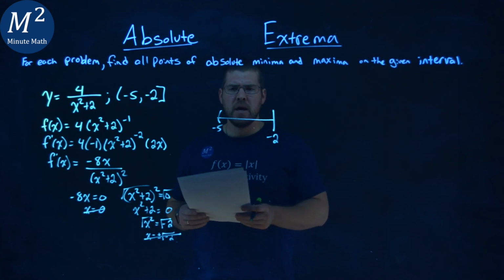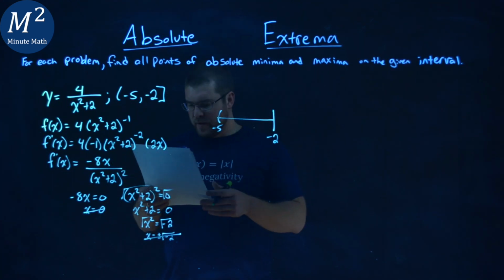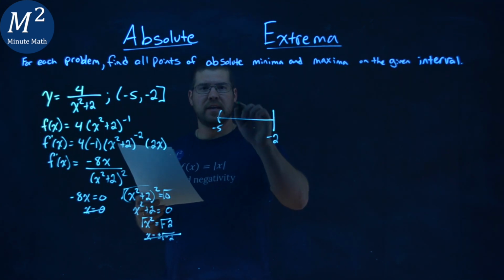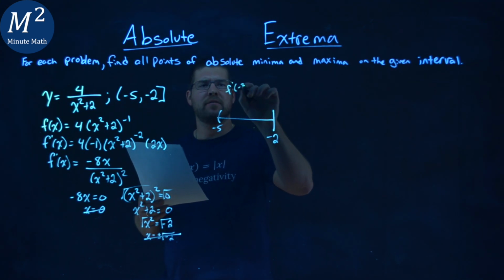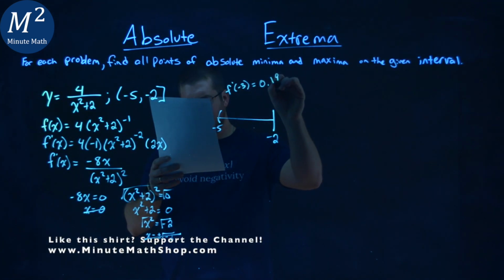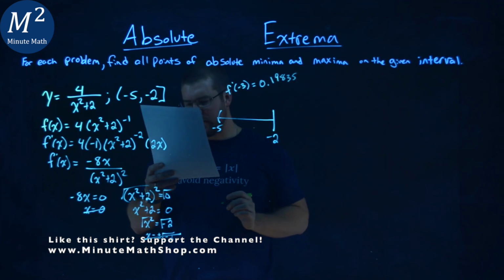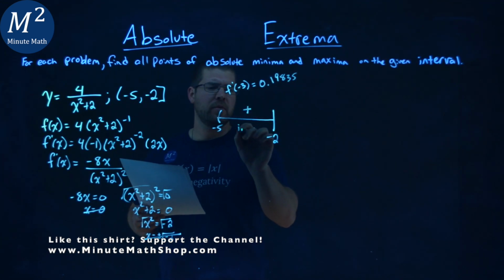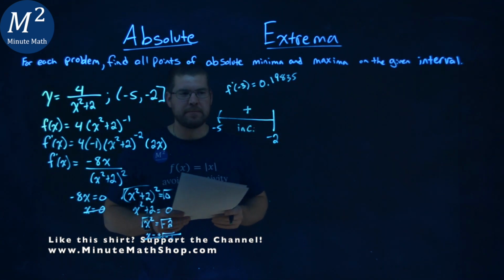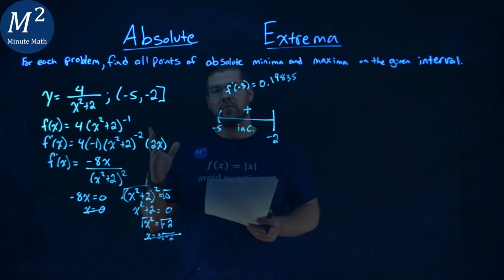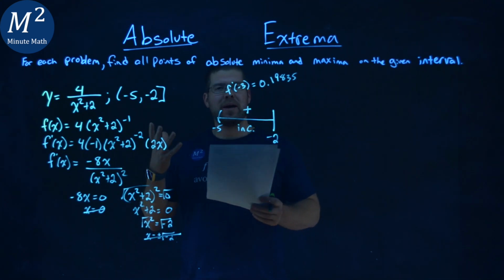Okay? Well, between negative 5 and negative 2, I'm going to pick a value between those two values, which is negative 3. And I'm going to find what f prime of negative 3 is. And that came out to be approximately 0.19835. But it's positive. That means on the interval we are increasing. So what does that tell us? That tells us on our interval our lowest value is right after negative 5, but we don't actually have a lowest value.